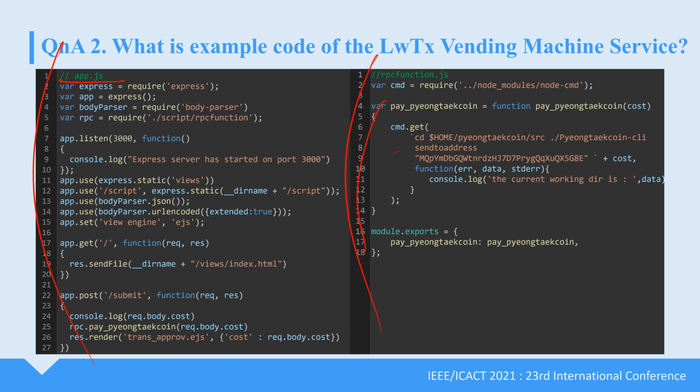App.js is a brief description of the vending machine server code. From line 22, when an event occurs, the pay Pyeongtaek coin function is executed and a notification message is output if it is settled normally.